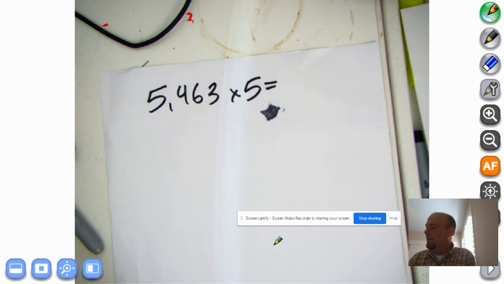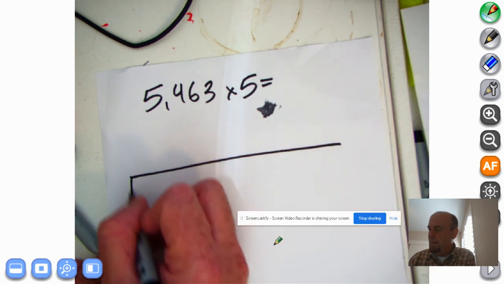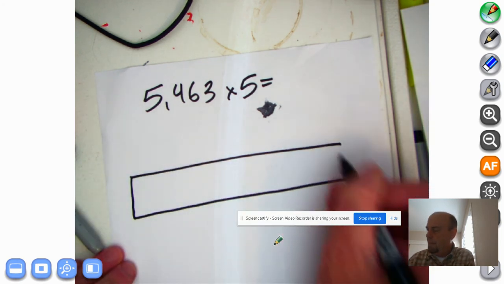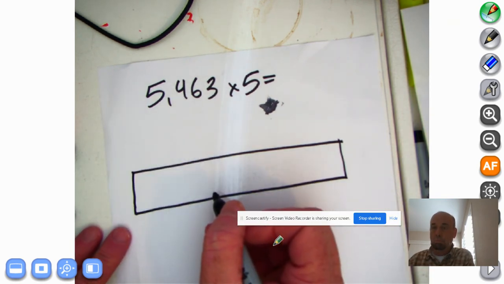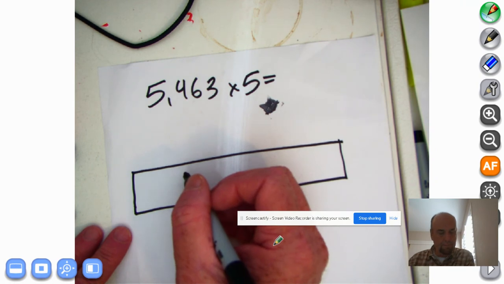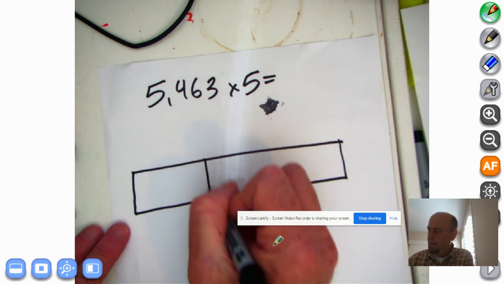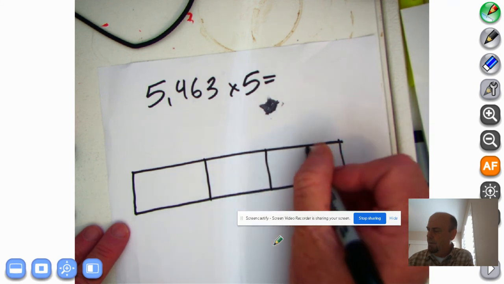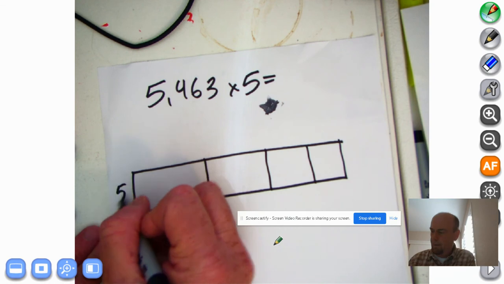So what are we going to do here? Goodness me. We're going to make a big old tape diagram, not a tape diagram, an area model. And we're going to break this into 4 pieces, right? Okay, let's go. 1, 2, 3, and 4. Okay. So we're going to put our 5 here.